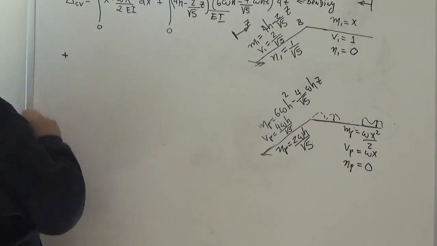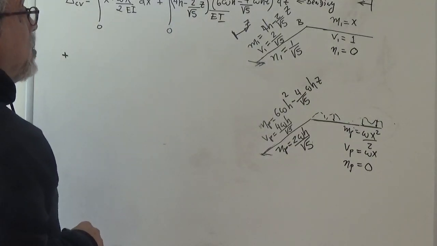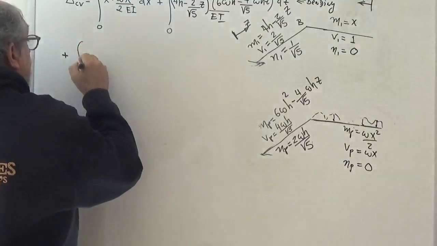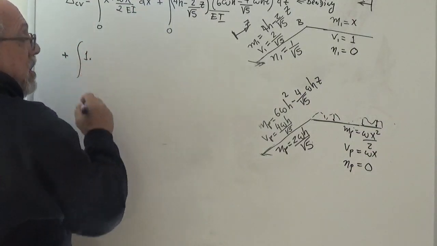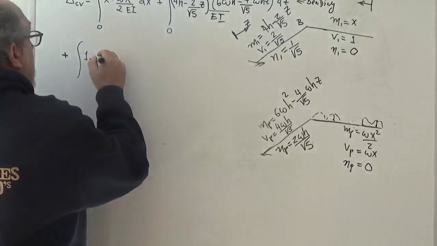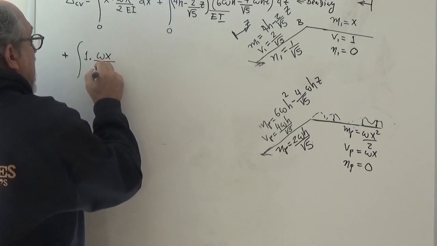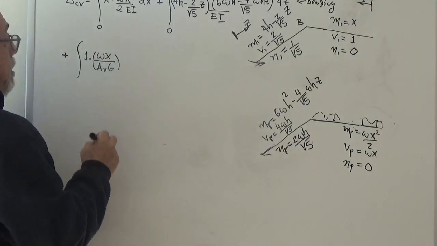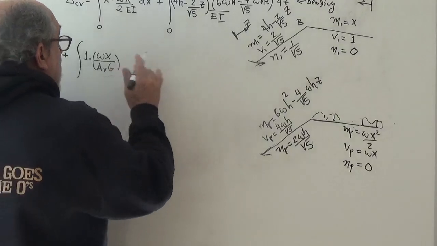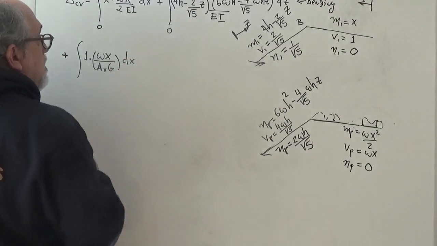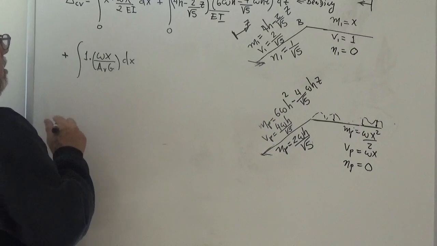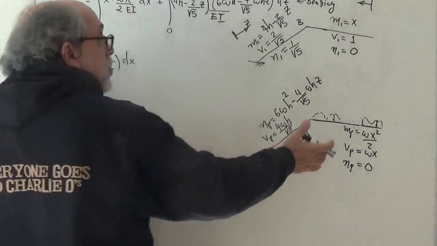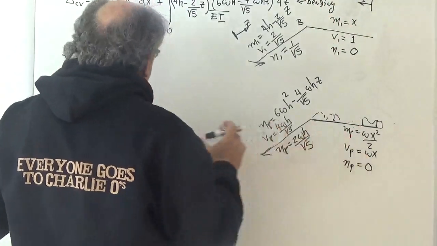Plus, let's see how much is the direct deflection at C due to shear. So we have here the shear is V1. So the first bar we have 1 times the shear here, WX, and we have to divide it by AVG. That's the strain in shear. And then we have to multiply times ds, which in this case is dx. And the integral goes from 0 to 2h. So we got the shear contribution here.